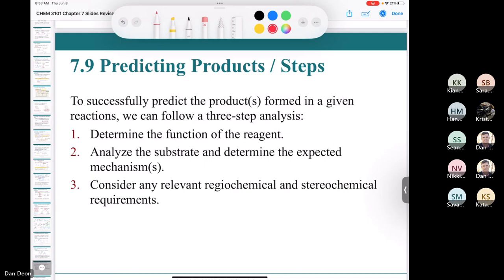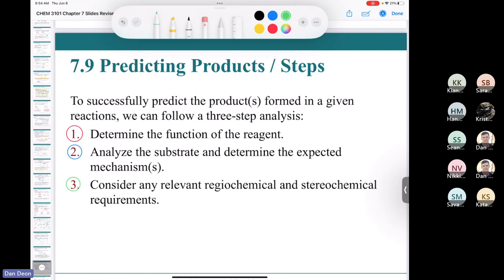Yes. What you're first going to do is determine the function of the reagent. Is it a strong base? Is it a weak base? Is it a strong nucleophile? Is it a weak nucleophile? You have to know those things. The second thing is you're going to look at the substrate. Is it primary? Is it secondary? Is it tertiary? And then the last thing, which is oftentimes the most challenging, is, am I going to get Zaitsev? Am I going to get Hofmann? Am I going to get E? Am I going to get Z? Am I going to get a racemic mixture? You've got to take all of these things into account.